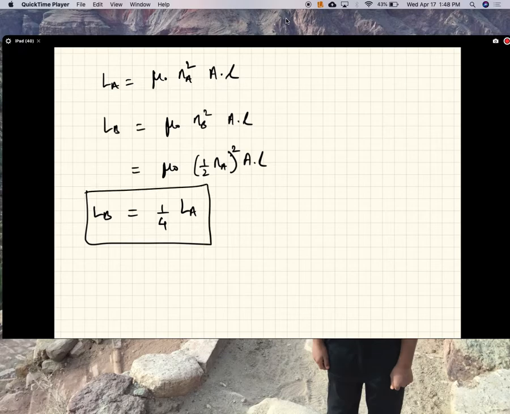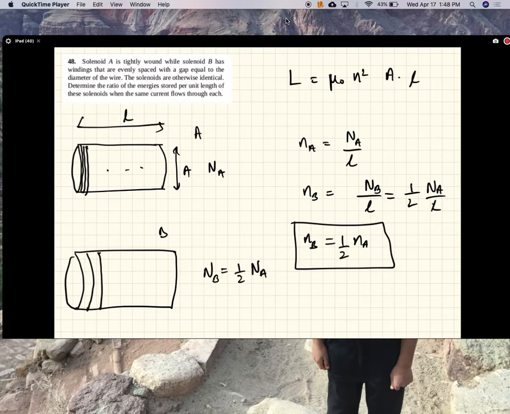Okay. So what we've shown you is, if here's a solenoid with tight windings, and every other turn is missing, the inductance of this is 1/4 the inductance of that. That's what we've shown you. So if every other wire is missing.